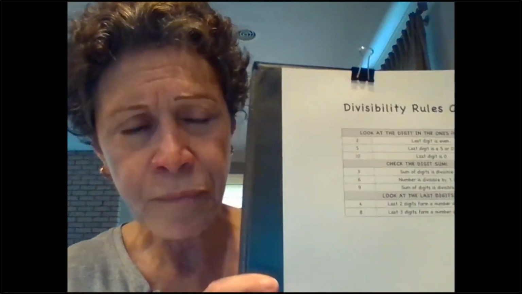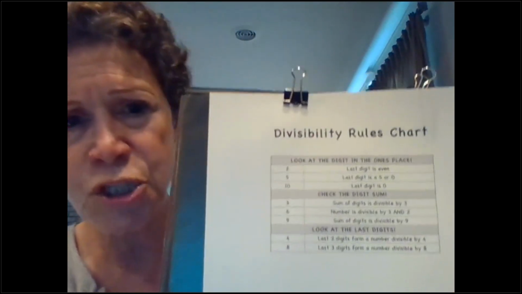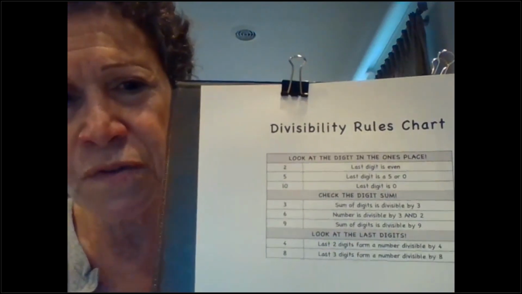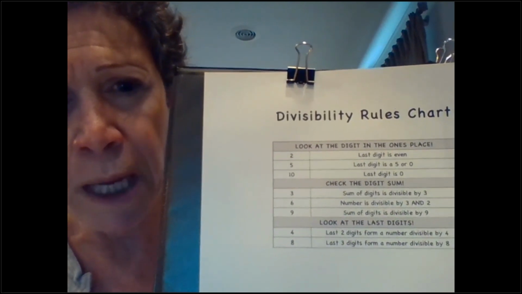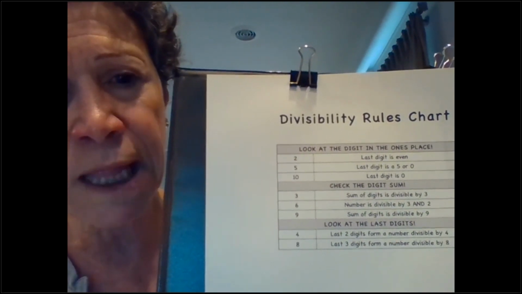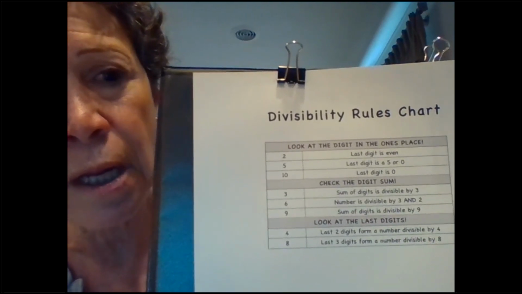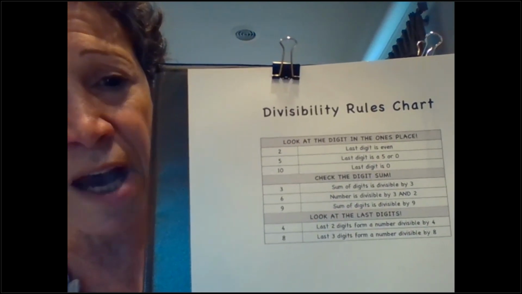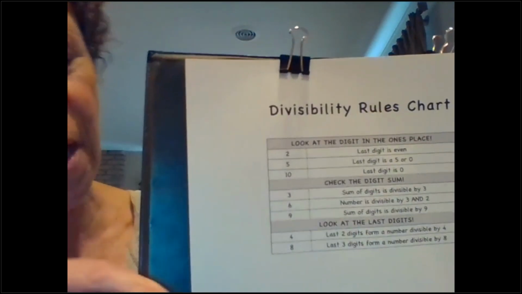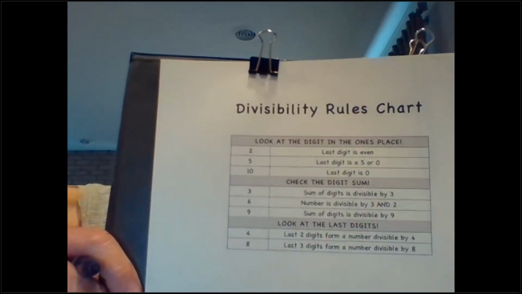Okay, and I'm hoping that you're going to be able to see this. I'll hold it up. Okay, so this is a chart of rules of divisibility. This helps us know at least where we can start to reduce the factor. I'm not sure if you can see it, so I'll read it to you also.